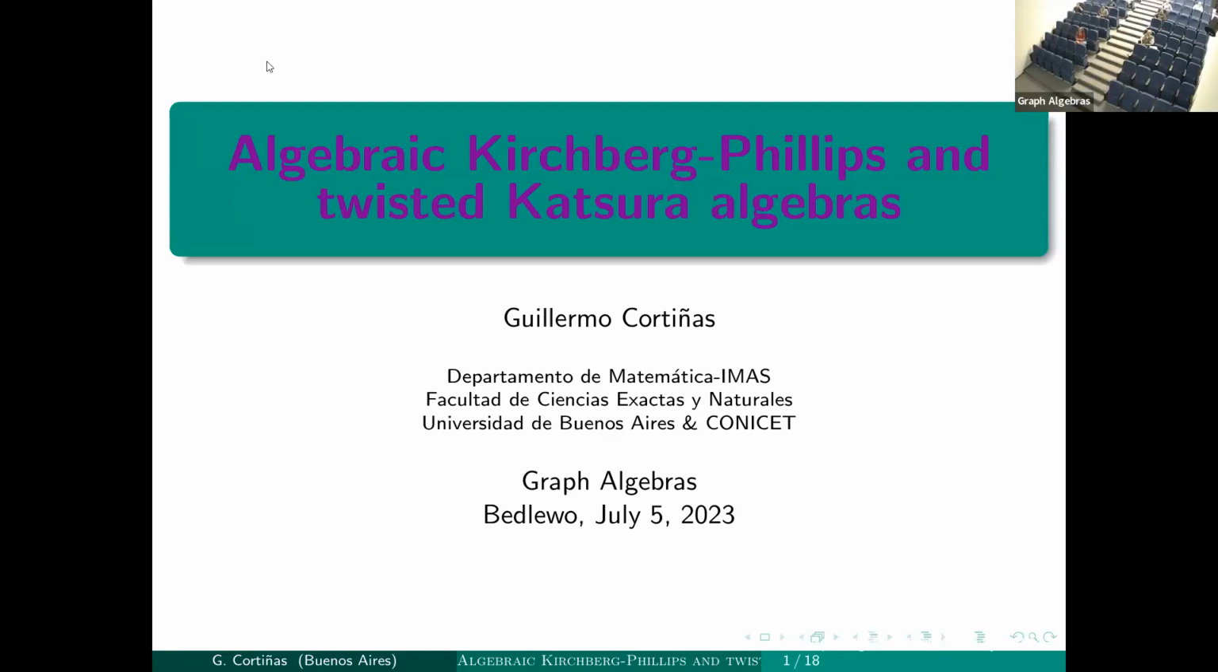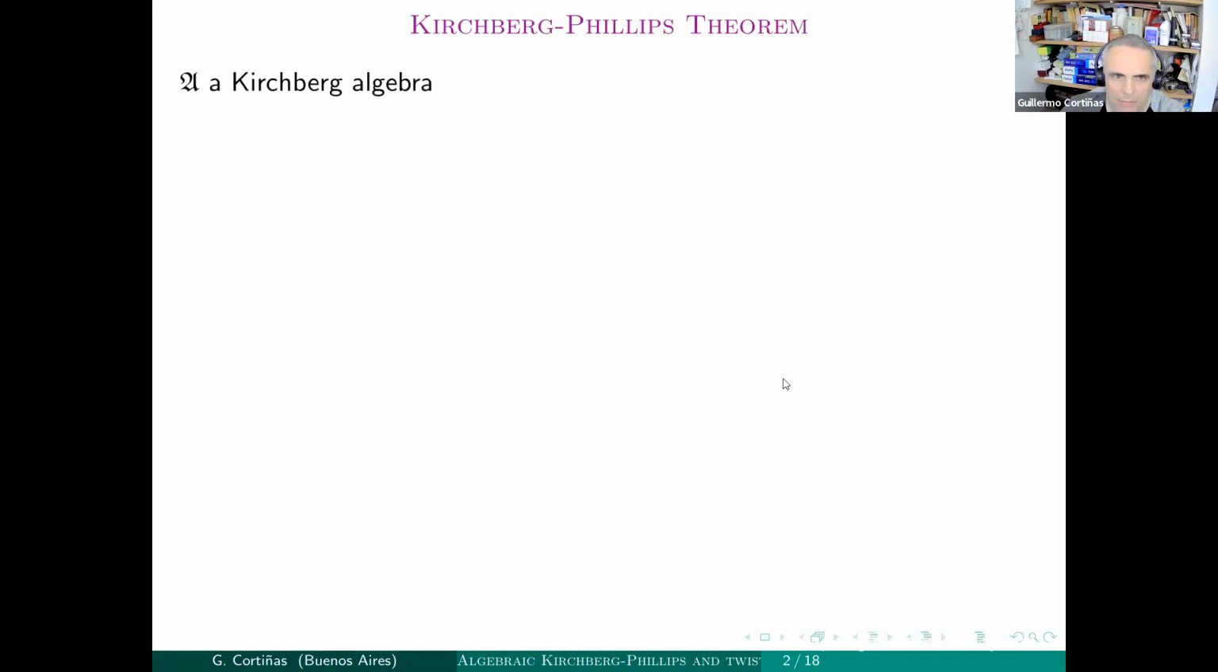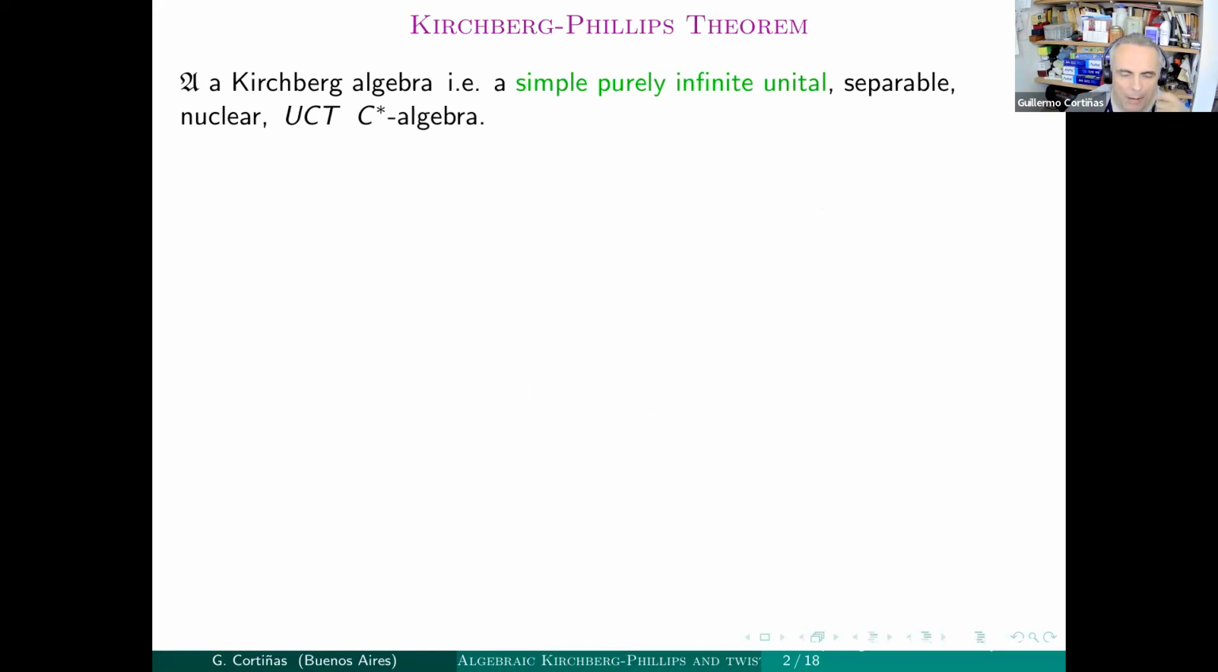I'm going to start by recalling what the Kirchberg-Phillips theorem says. The Kirchberg-Phillips theorem pertains to Kirchberg algebras. A Kirchberg algebra is a simple, purely infinite unital C*-algebra, which is separable, nuclear, and in the UCT class. I highlighted in green the algebraic condition.